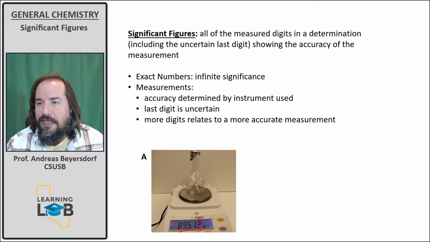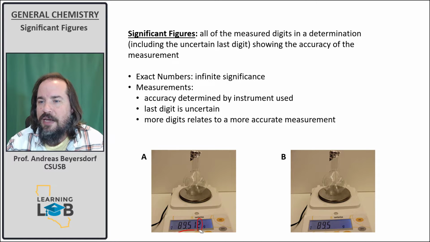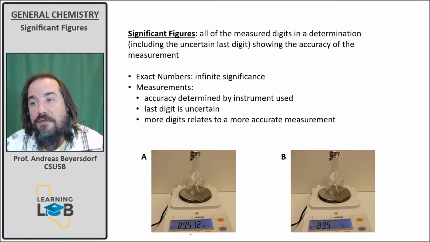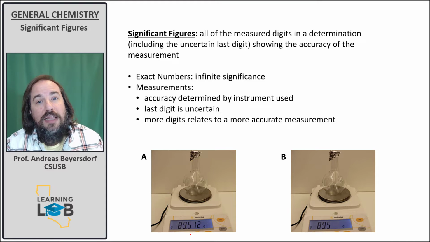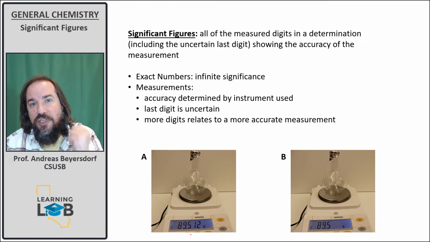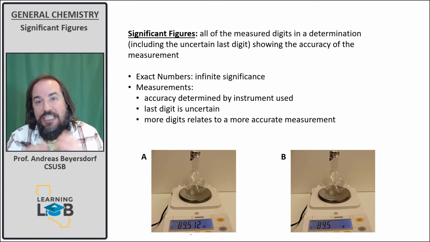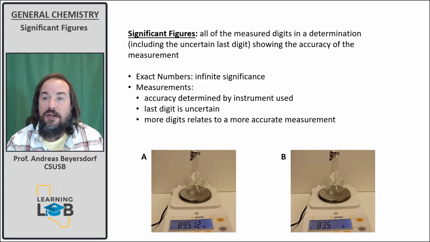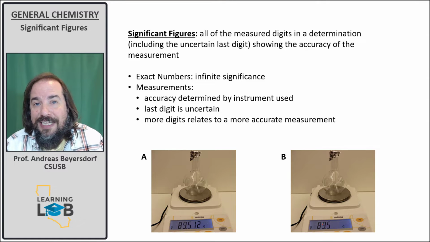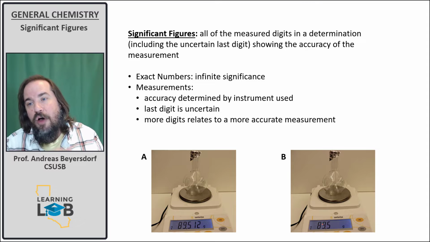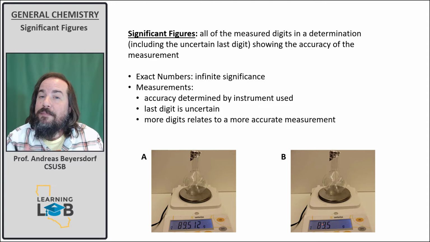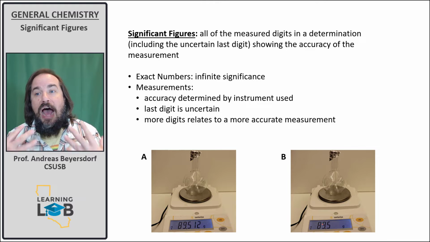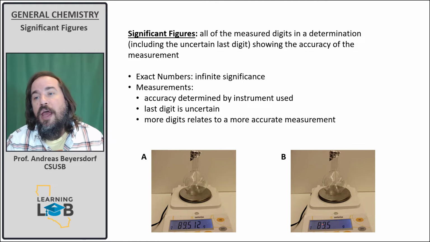Now, let's compare this to another case. Let's say we had this measurement on the right, where here the balance says 89.5 grams. The measurement on the left, A, has a higher accuracy. We know it to more digits. Notice there are 5 digits here, whereas on the right there are only 3. So this shows us that we have more accuracy. Typically, to get that high level of accuracy, more digits, it means that the equipment has to be of higher value and higher accuracy.